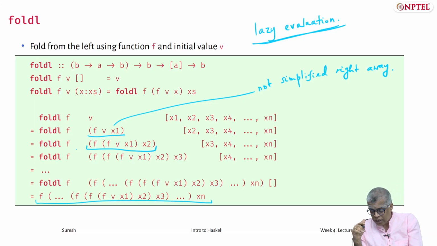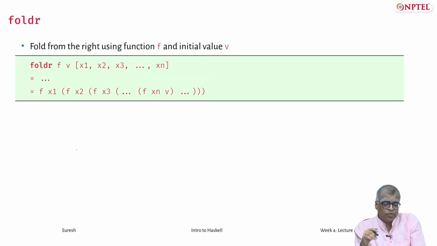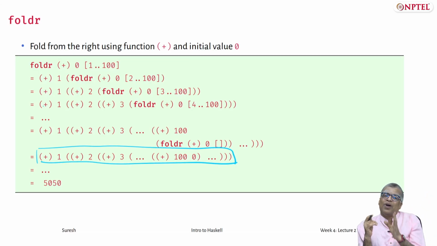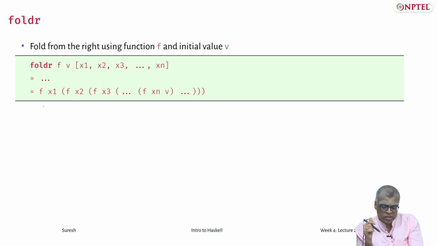Even in the case of foldr, for instance, there is no need to evaluate until plus needs both arguments, which is why you keep on evaluating that. Only when you are forced to evaluate something will you evaluate it. To evaluate plus on two things, you need to simplify both arguments to a number, which is why you are continuously computing like this.